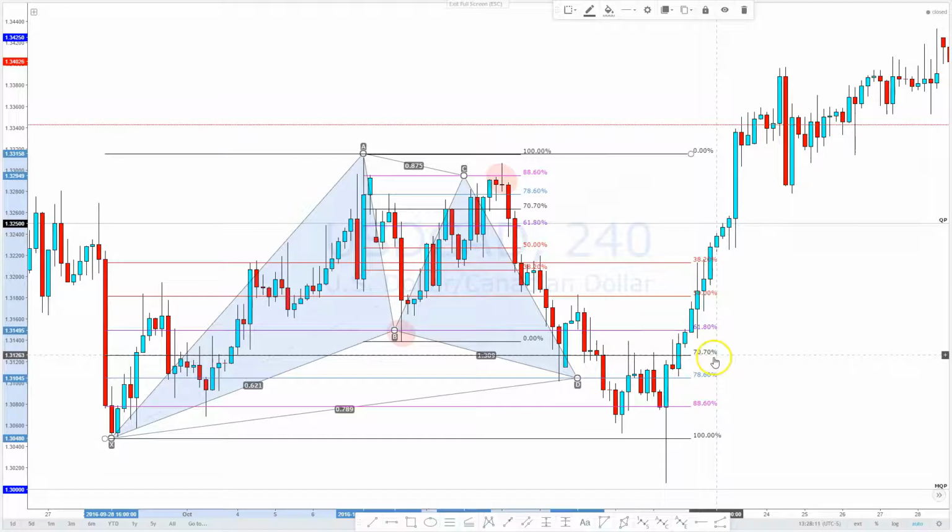Stop loss, I'll put it below. This is a big spike. I'll probably put it below this low right here, a little bit. Probably all the way down here. I mean, it's a big spike. Let it go a little bit. Let it run, and then start moving your stop loss up.